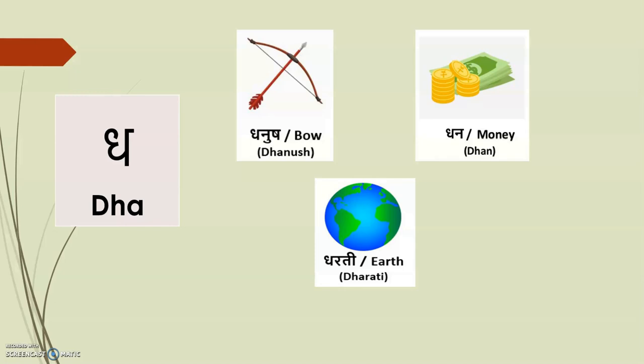So in the first picture, we can see a bow which is called dhanush in Hindi. In the second picture, we can see money. Money in Hindi is called dhan. And in the third picture, we can see the earth, which is called dharti in Hindi. All these three objects begin with the letter dh.